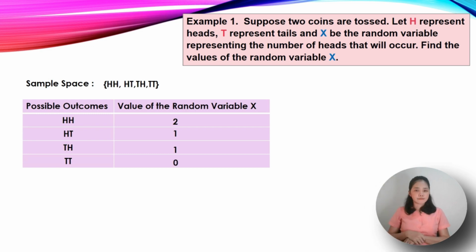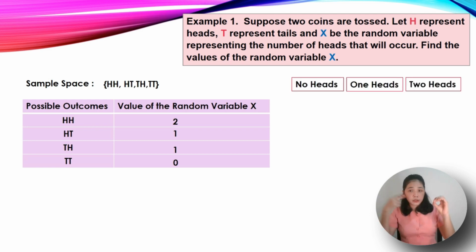This time, we're going to count the possible values of the random variable and assign probability values to each value of the random variable. So in the given table, we have 0 heads, 1 head, and 2 heads. For 0 head, we have a possible outcome of tail-tail, and we only have 1. And remember, there are 4 possible outcomes, so the probability of no heads will be 1/4.